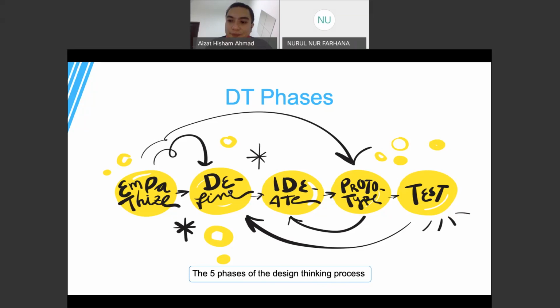Okay, once you have defined, you have to ideate, which means that you have to come up with the actual ways of solving it. Empathize is to know the problem. Define is to understand the problem. Ideate is to start coming up with a solution, and prototype is when you have that solution.